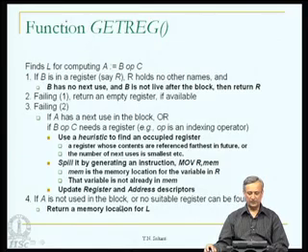So, if A is not used in the block or no suitable register can be found, only then return a memory location for L. This is what I was saying, it is not compulsory for L to be a register, it can be a memory location, but that is the last resort.